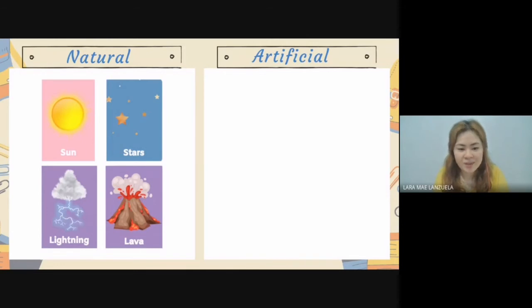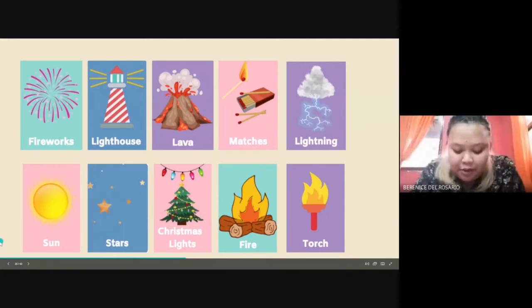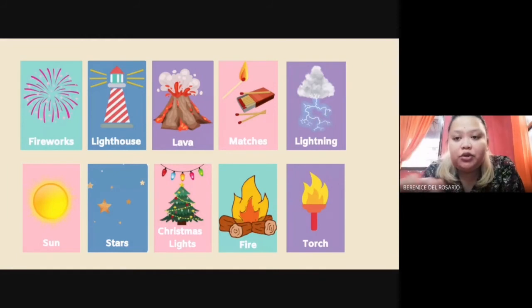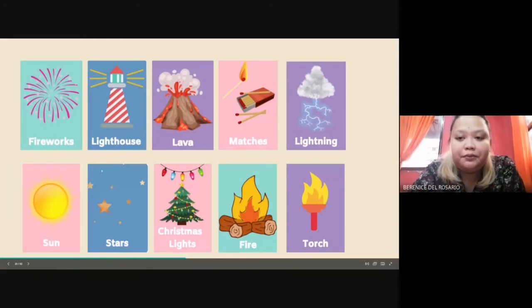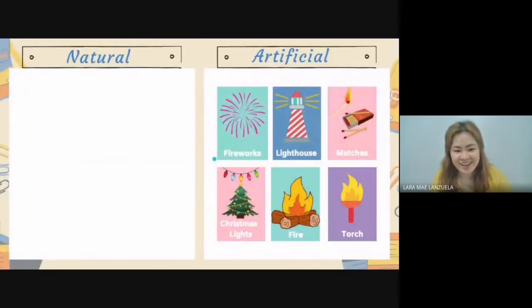Now, how about the artificial sources of light? Anyone? Okay, Berenice. So artificial po, teacher, fireworks, lighthouse, matches, Christmas lights, fire, and torch po, teacher. Okay, very good, Berenice. Thank you. Under the artificial sources of light, there are the fireworks, lighthouse, matches, Christmas lights, torch, and fire.